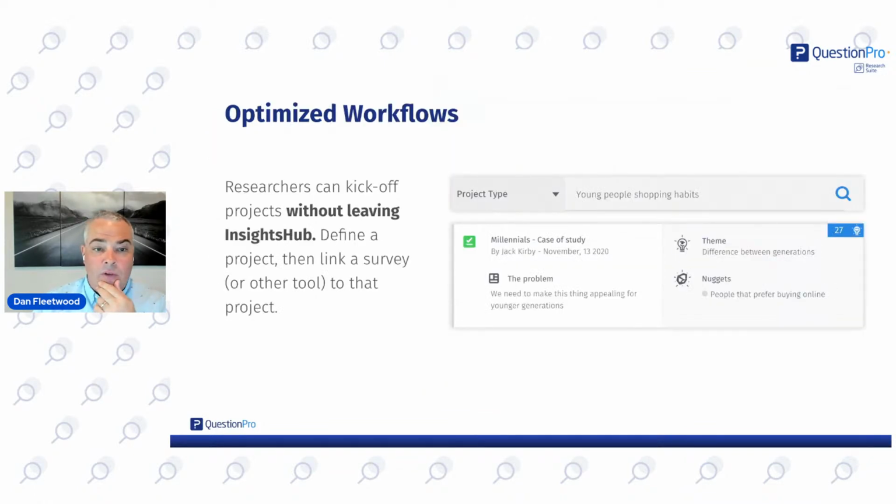Again, optimize workflows so researchers can kick off projects without leaving Insights Hub. This is something that we want to make as efficient as possible for teams. So you can define a project, then link a survey to that project, and then you can get those projects kicked off effortlessly. This is something that we've done to optimize those workflows.